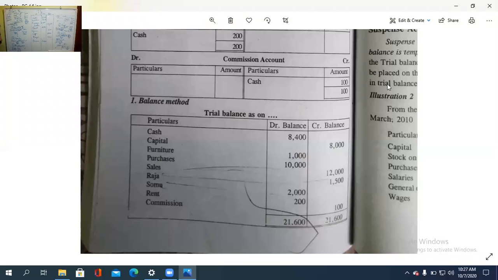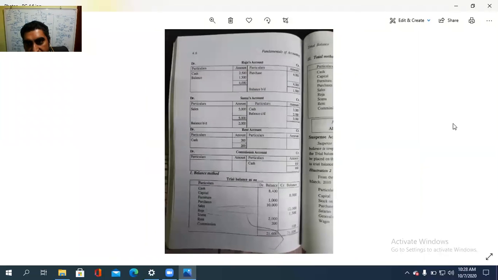So Somu is 2,000 and Raja is 1,500. So 12,000 plus 8, 20,000 plus 10, 21,600, isn't it? So see, 21,600. This is the balancing method. Then here also 2,200 plus 10, 12,200 plus 1, 13,200 plus 400, 13,600 plus 8, 21,600. See the balances. So this is the trial balance balancing method, and we need to see what is a total method.